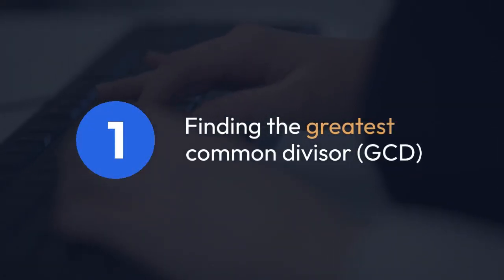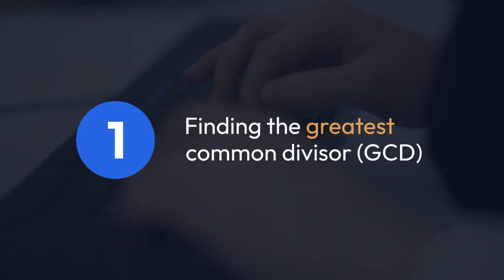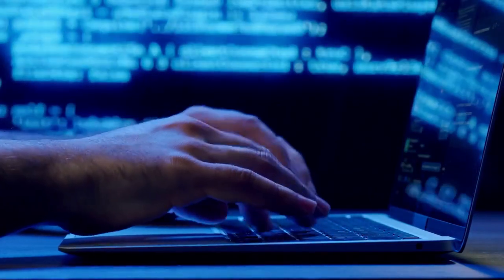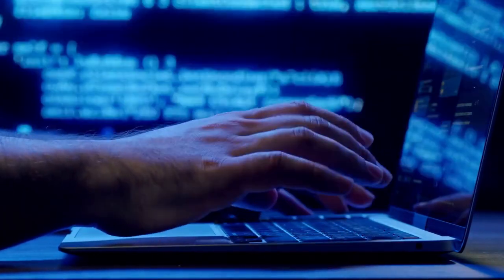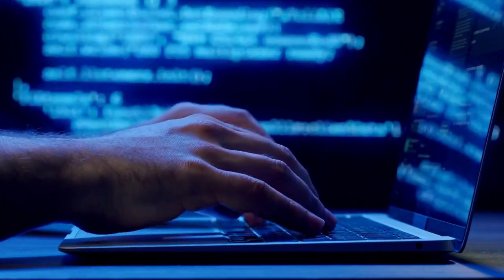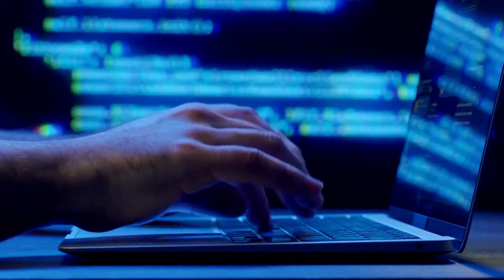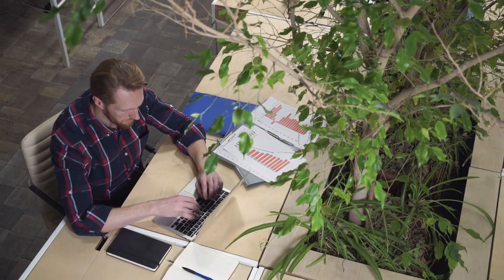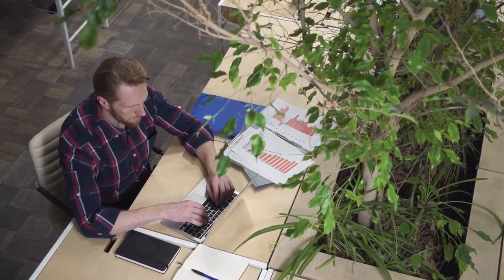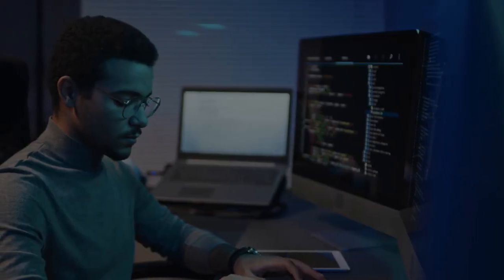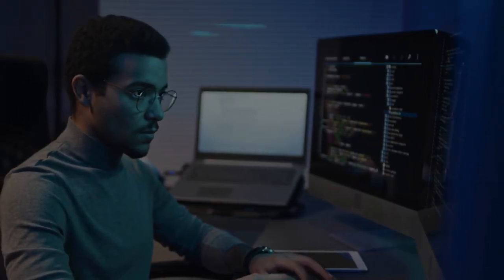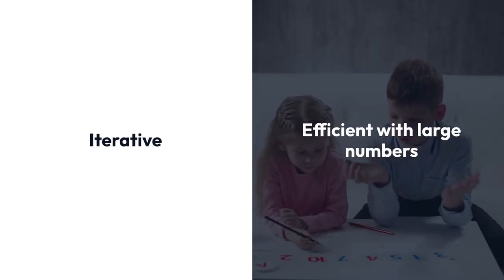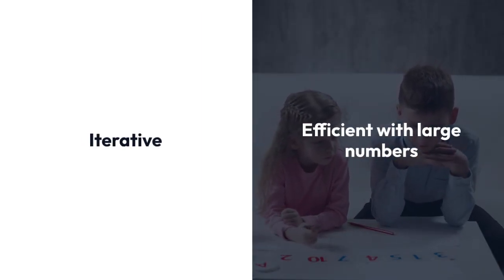1. Finding the greatest common divisor, GCD. Euclid's algorithm is based on the principle that the GCD of two numbers doesn't change if the larger number is replaced by its difference with the smaller number. This process is repeated until the two numbers are equal, and that number is the GCD. In C, we can implement this using a recursive function or an iterative one. The iterative approach is generally preferred for its efficiency, especially with large numbers.